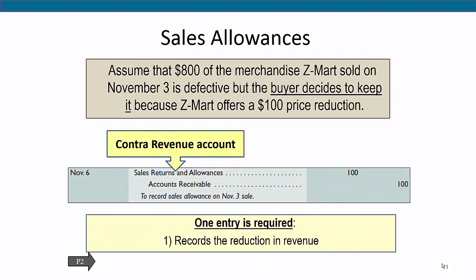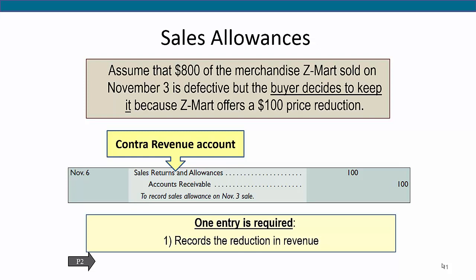To illustrate sales allowances, on the other hand, let's assume that $800 of merchandise Zmart sold on November 3rd is defective, but the buyer decides to keep it because Zmart offers a $100 price reduction. Zmart records this allowance with a debit to sales returns and allowances, this contra account, and a credit to accounts receivable for $100. There is no entry made to merchandise inventory or to cost of goods sold because there's no inventory that was returned to the customer.